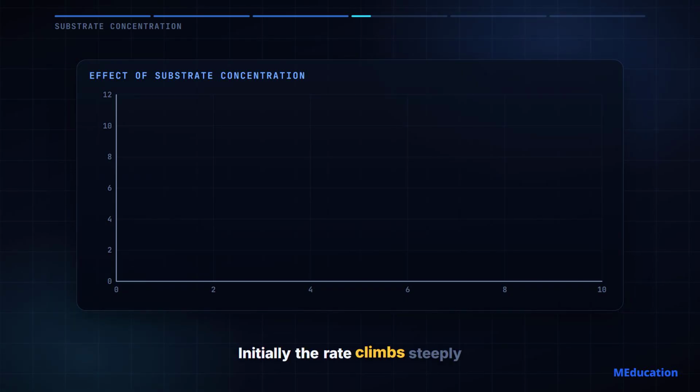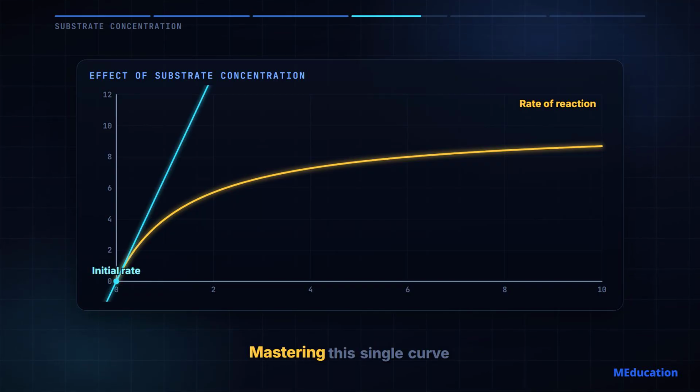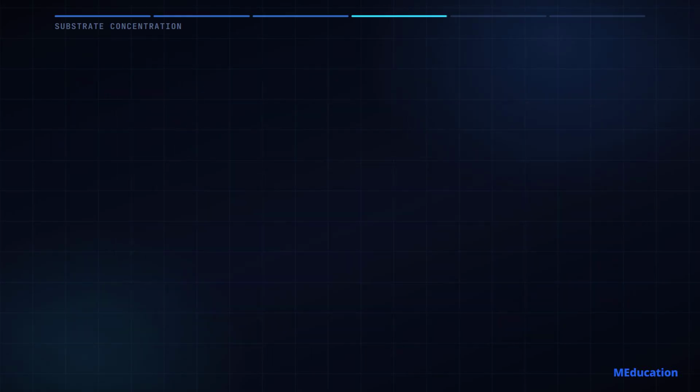Initially, the rate climbs steeply as more active sites are occupied, but eventually the enzyme becomes saturated, and the curve plateaus at the maximum rate, known as Vmax. You will also learn to derive the Michaelis-Menten constant, which measures the enzyme's affinity for its substrate. Mastering this single curve and knowing how to draw a tangent to find the initial rate is your key to top marks in data analysis.